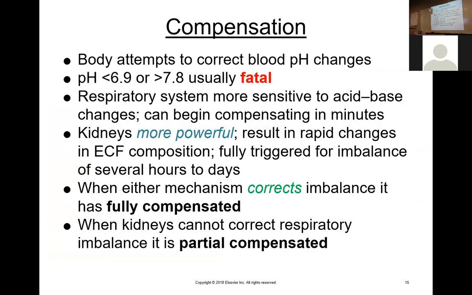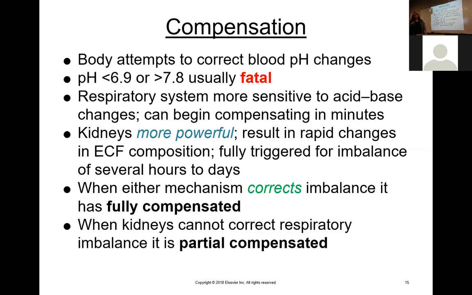Compensation, we've kind of already talked about this. Too low, you're going to die. Too high, you're going to die. That's why it's really important to watch for signs and symptoms that show that you have an acid-base imbalance. It's a real narrow window. If your patient is breathing 40 times a minute, they can't hold on too long at that rate. They're going to get tired, right? They're trying to compensate. They're trying to get their body balanced. But at some point, they're going to run out of energy to breathe like that. We talked about respiratory's first, but kidneys are more powerful.